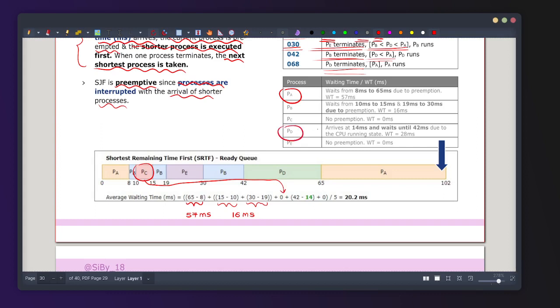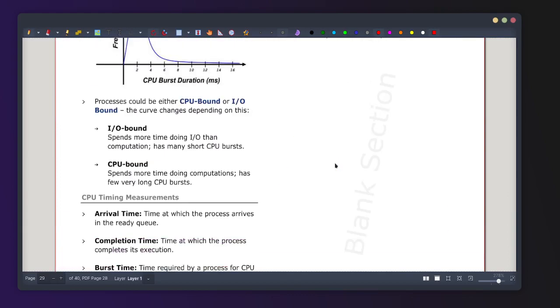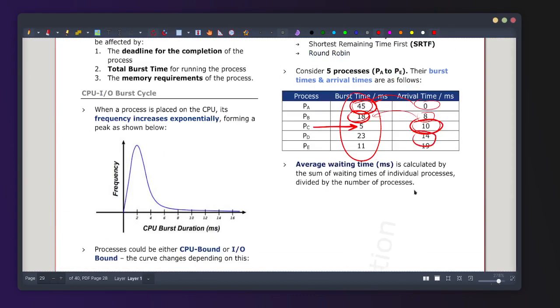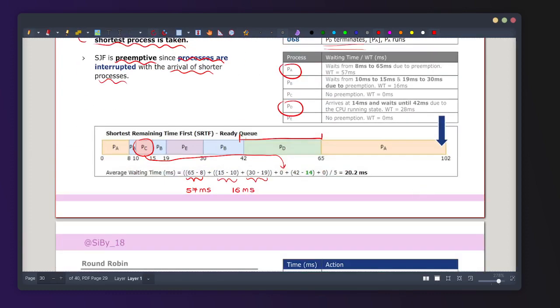Now process D. If you look at this diagram, you might notice that process D isn't getting preempted at all. But then it is actually waiting. Remember, process D arrives at 14 milliseconds. But if you look at the diagram, does it enter the CPU at 14 milliseconds? No, right? It only got the opportunity to get into the CPU at 42 milliseconds. So from 14 to 42, it was waiting, although it's not visible in this diagram. So for process D, the waiting time is 42 minus 14, which is 28 milliseconds.